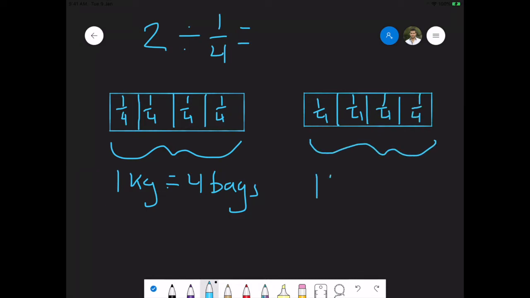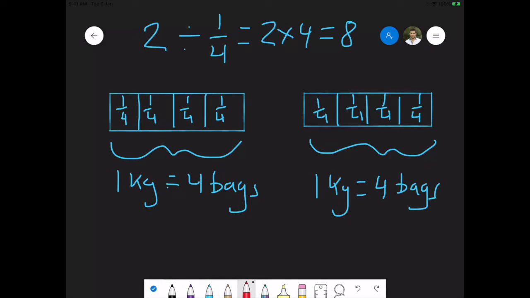There it is. 1 kilogram is 4 bags. Therefore, 2 kilograms will be 2 times 4, which is 8. So how many times does a quarter go into 2? 8 times. Let's count again. 1, 2, 3, 4, 5, 6, 7, 8.